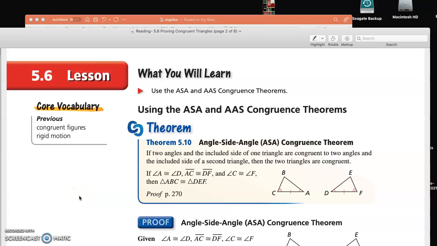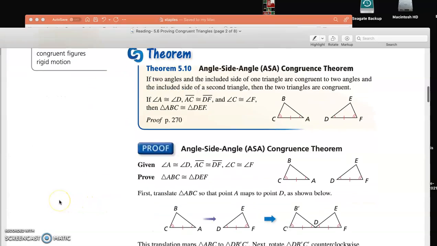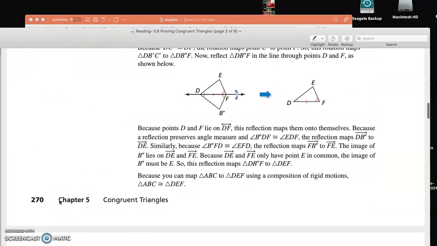So what you're trying to do is prove triangles congruent. Here are these two triangles. You may have noticed I made a video about this where I did this live. But basically, this whole lesson is about this theorem. If two angles and the included side of one triangle are congruent to two angles and the included side of a second triangle, then the two triangles are, guess what? They're congruent. So you got angle, side, angle. That's how that works. They're giving you a proof of that, which you could look at.